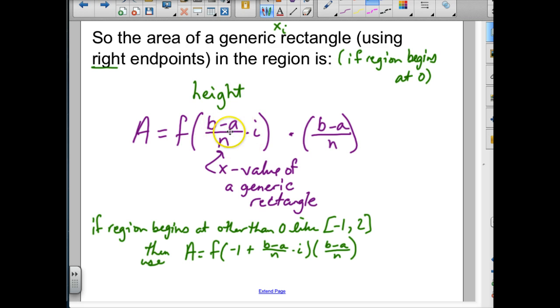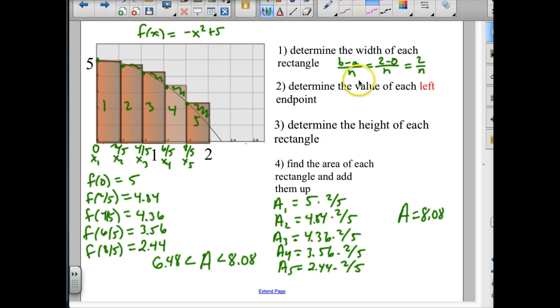We're going to plug that into our original function, and that's going to represent the height of the rectangle, just like we were doing with numbers. We had a number and we plugged it into the function to get the height, but now we're not going to have a number to plug in. And then the width is still b minus a over n. So I realize here I left it as an n. We had 5 subintervals, so that would be 2/5.